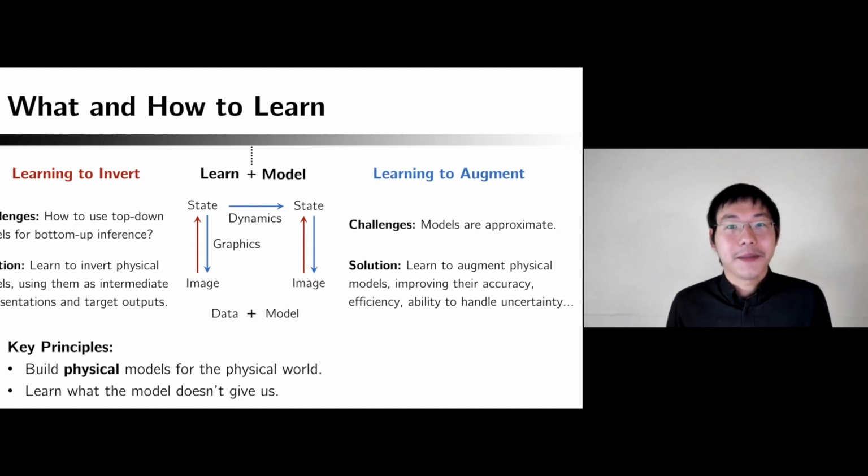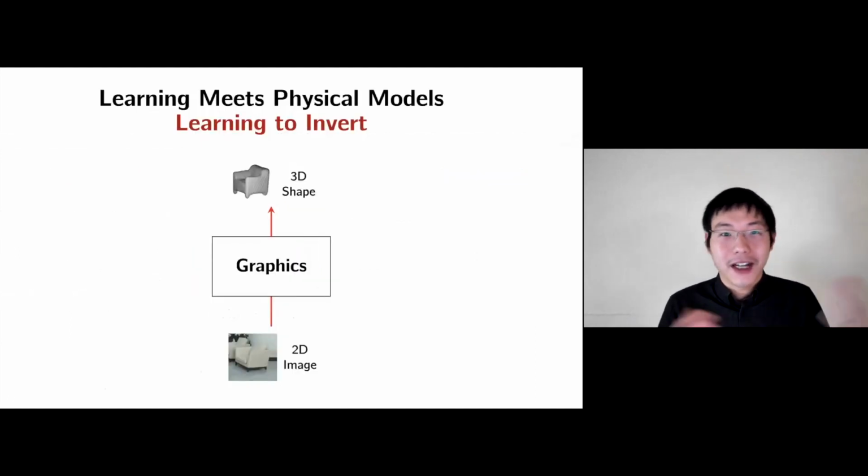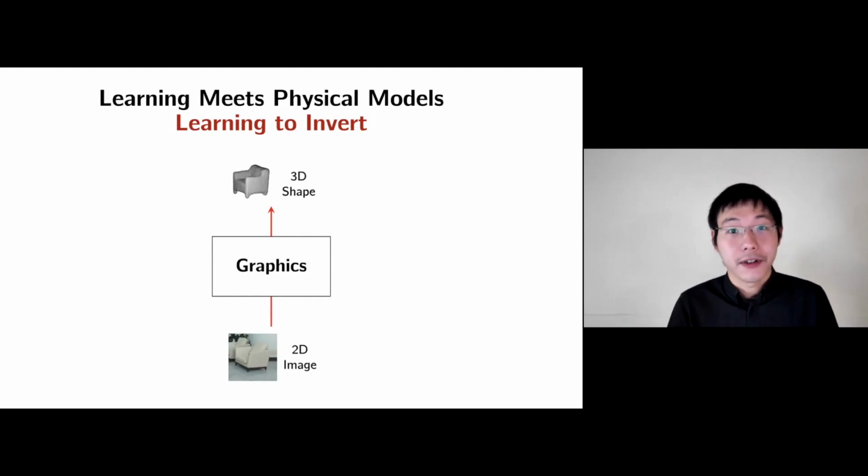Let's start with a simpler case, right? We said we want to understand objects and to have 3D geometry. So why don't we start with a case where we're given a 2D image, we assume there's only one object centered in the image, and we just want to infer the 3D geometry, the 3D shape of the object, from that single 2D image. Okay, so this is an inversion problem.